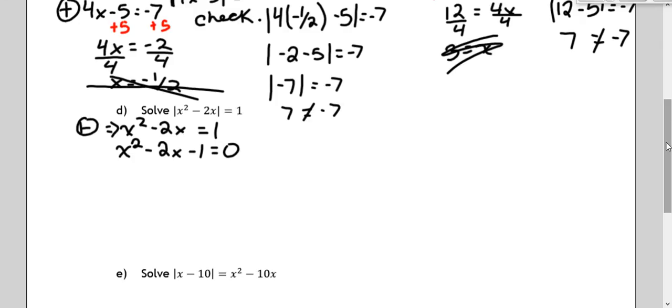Then what we need to do is solve this. And we can see that we're going to have to use our quadratic equation. So you go through and use the quadratic equation, and you will find that x is equal to 1 plus or minus the square root of 2. Then you'll need to check it.